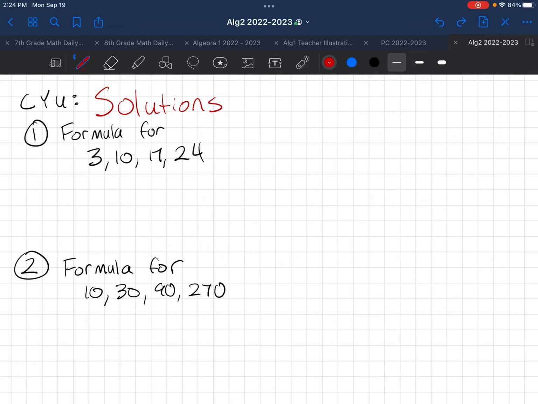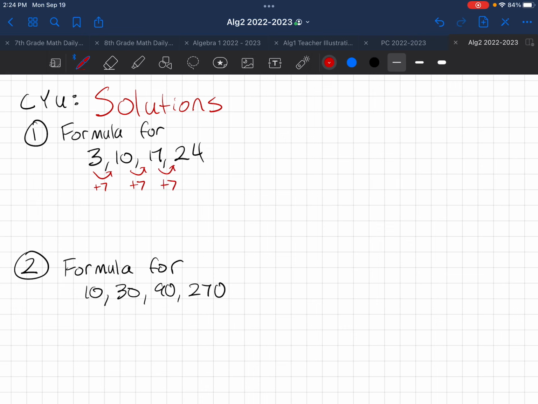All right, this is Algebra 2. We're doing our checking our understandings from September 19th. We were trying to find a formula for this first sequence, and I'm noticing that every single time I'm going to the right, I'm adding 7, I'm adding 7, I'm adding 7. Mr. Sindel is not trying to trick me.